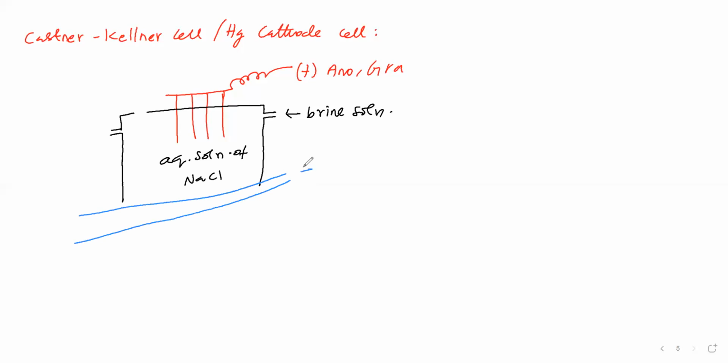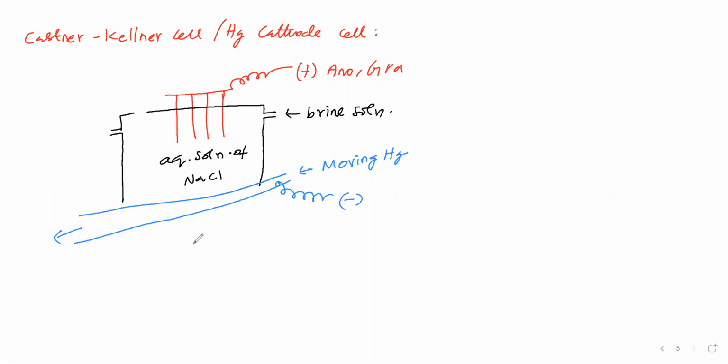Moving mercury is acting as cathode. The mercury is flowing like this. The arrangement is such that mercury can flow easily, so moving mercury will flow like this. That moving mercury acts as cathode here.